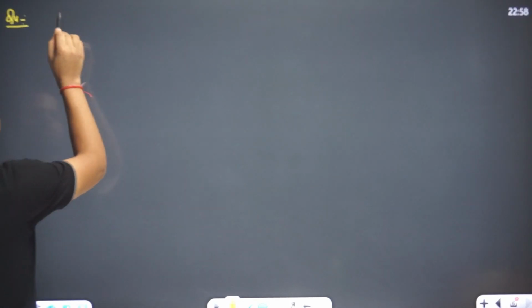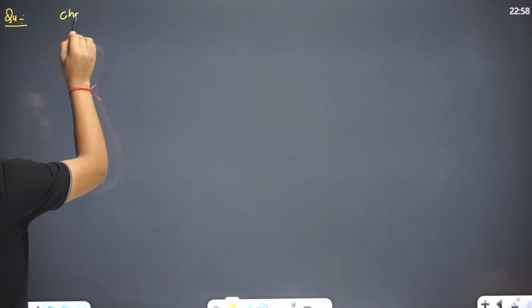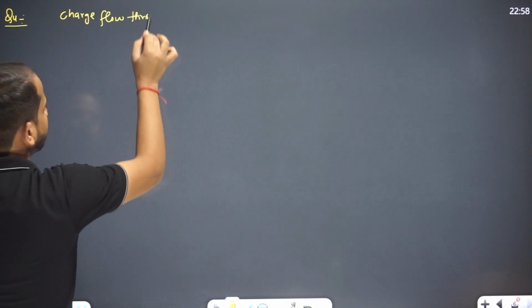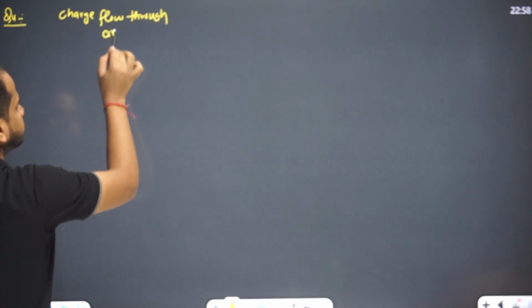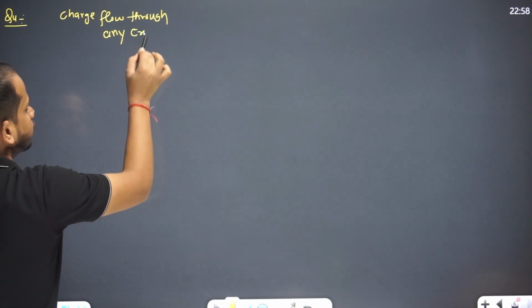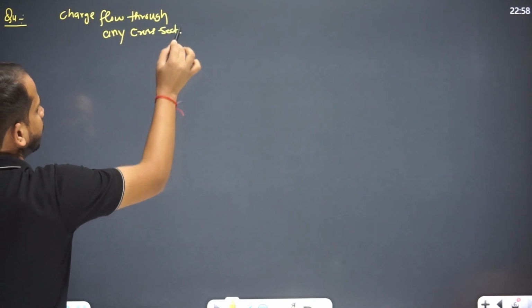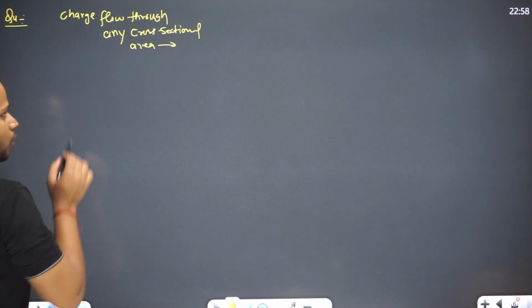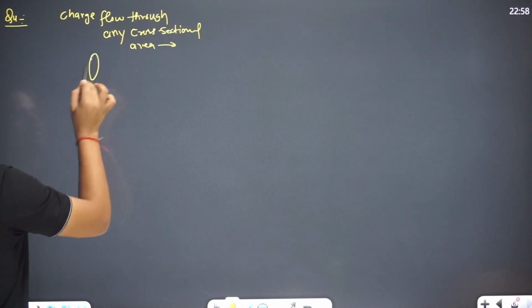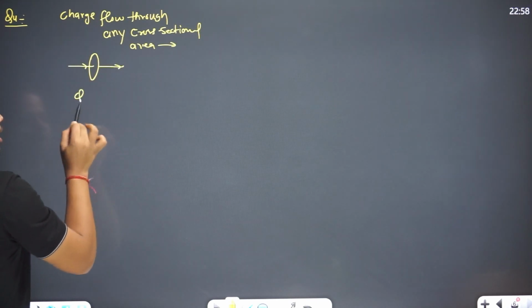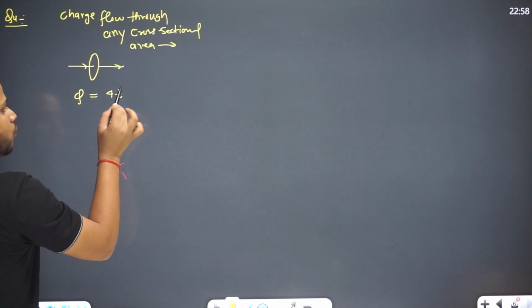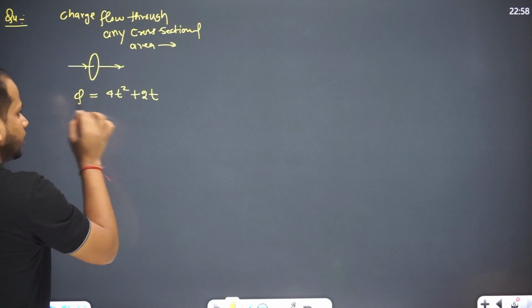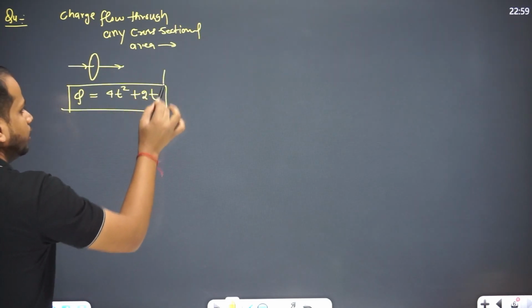It is given that the charge flow through any cross sectional area. So what we will see over here, let's see. It is given that this is the cross sectional area we have, and the charge is given as 4t square plus 2t over here, right? This is the value of charge through this, right?